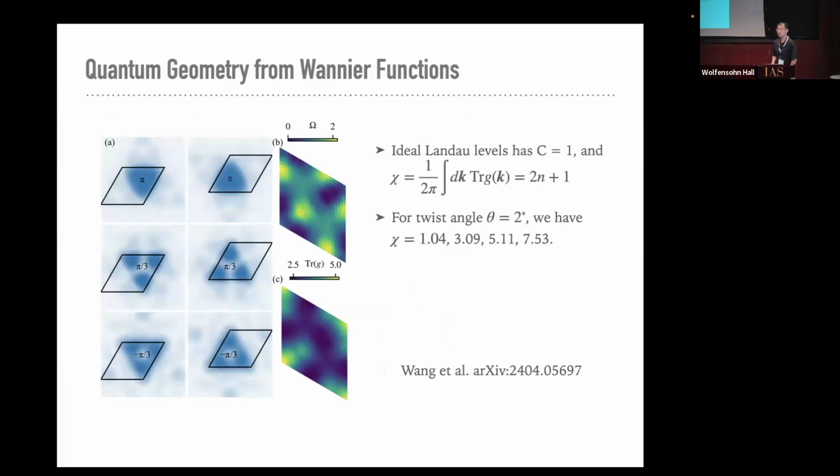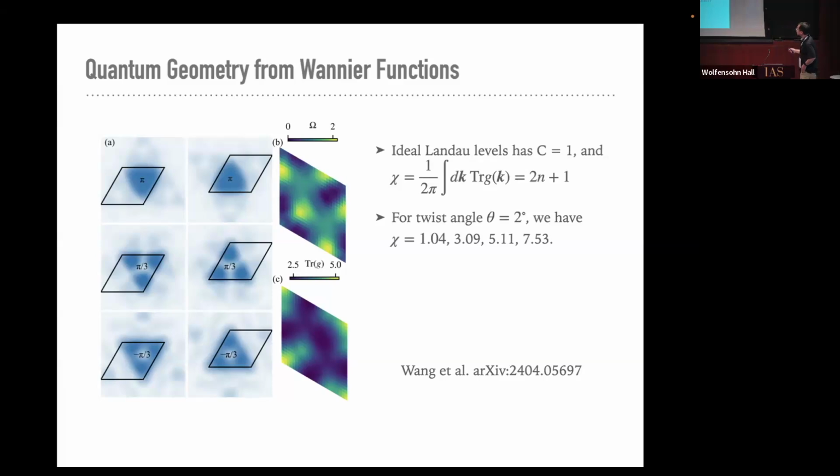Okay, but how do we verify that indeed those are a set of Landau levels rather than just a collection of some random C equals 1 bands? This is because an ideal Landau level, first, of course, carries a Chern number equals 1. But secondly, the integration of the quantum metric also equals 2n plus 1, where n is the Landau level index. Okay, so it should be 1, 3, 5, 7.